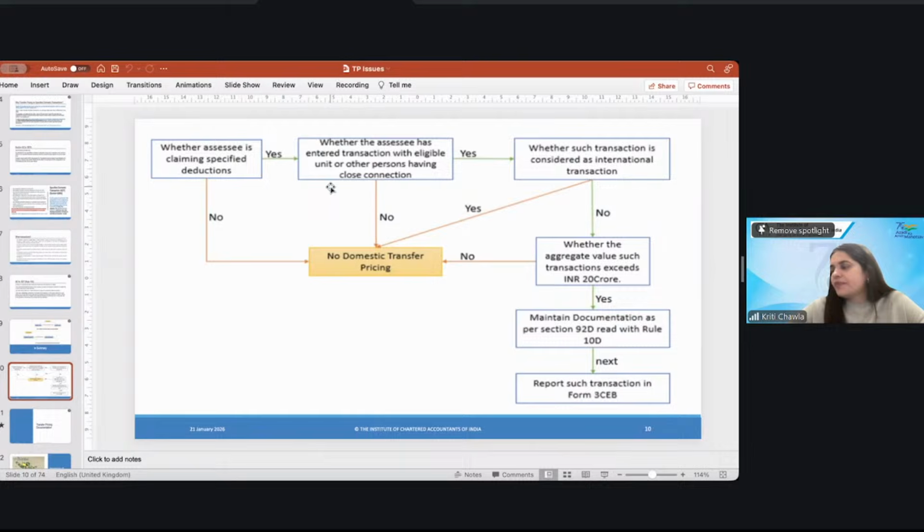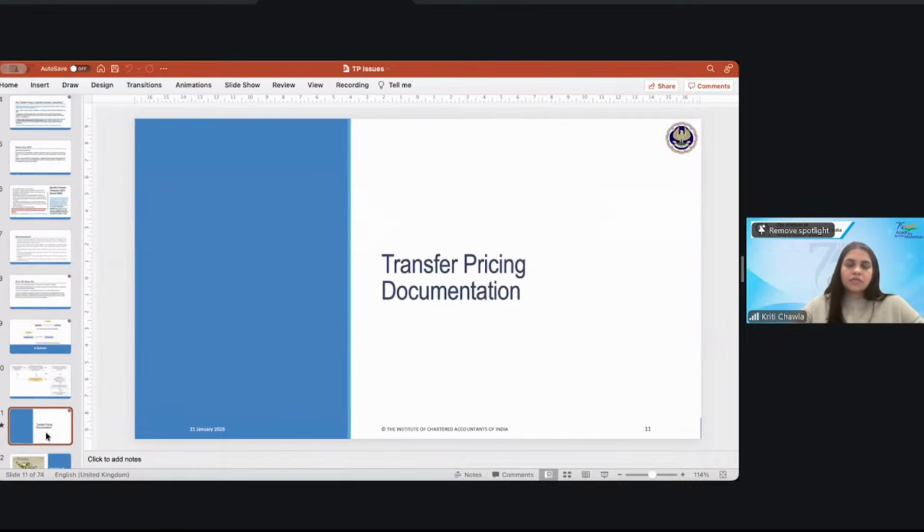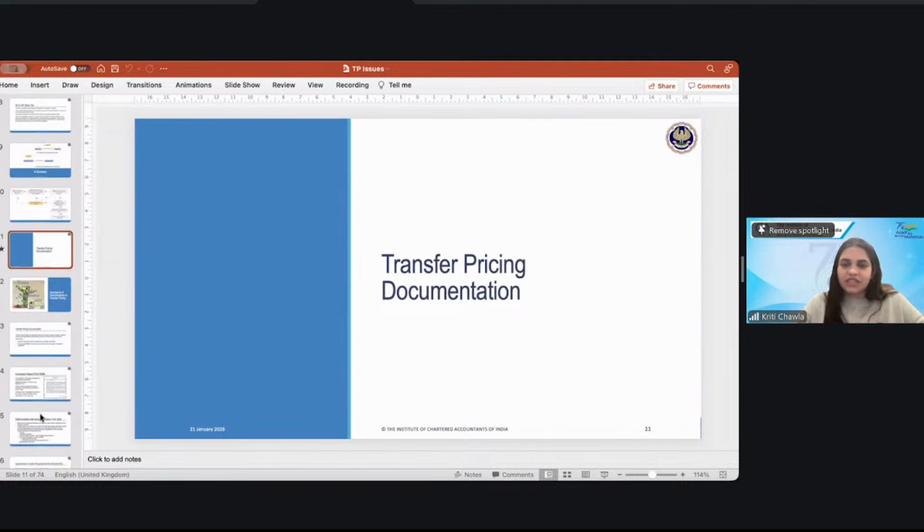Any questions? Okay. Any questions with respect to transfer pricing documentation? Sorry, with respect to specified domestic transactions. Okay, if there are no questions, we'll move to the next concept, which is transfer pricing documentation.